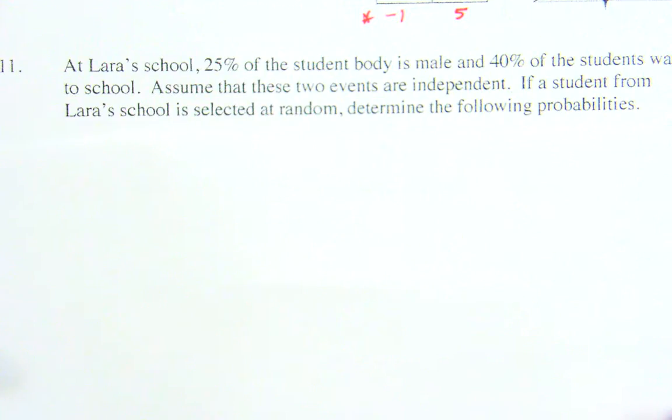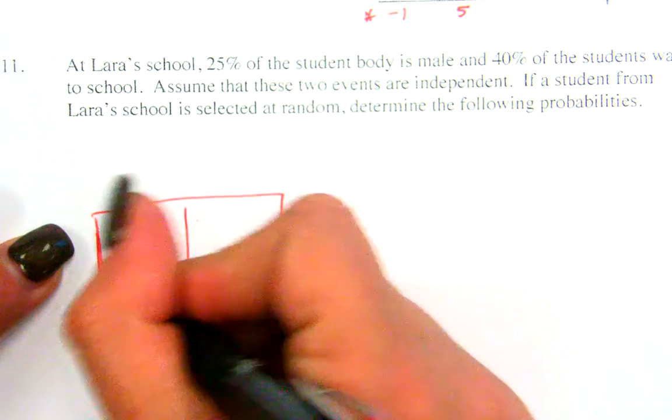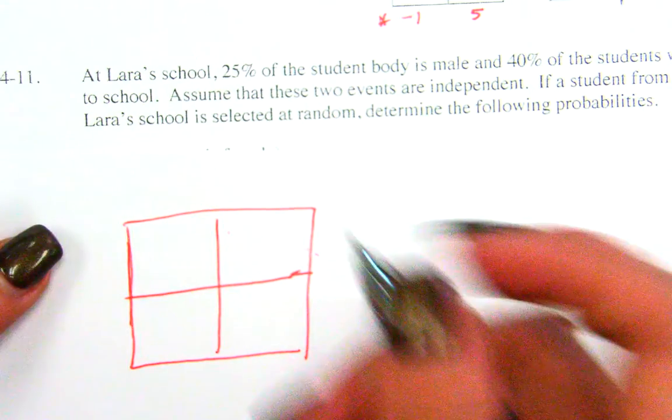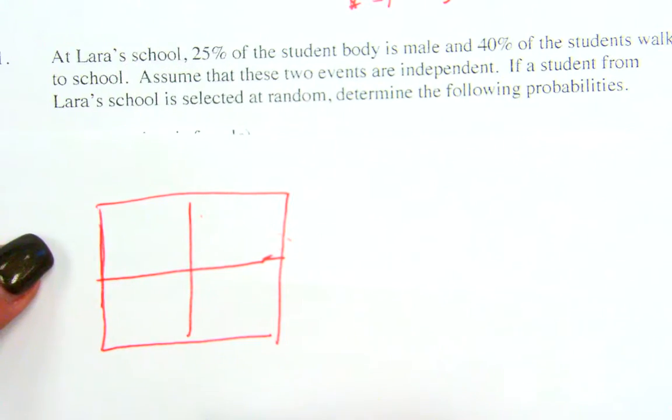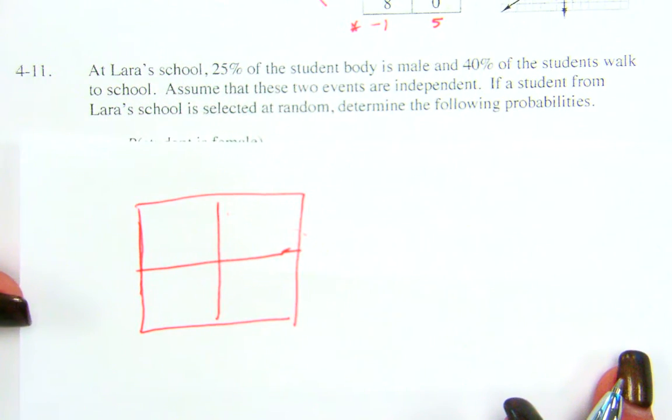The best thing I can say to do for 11 is draw an area model. This will help you out. If you don't want to do an area model, you're more than welcome to do a tree diagram, but I push the area models a little bit more than the tree diagrams.